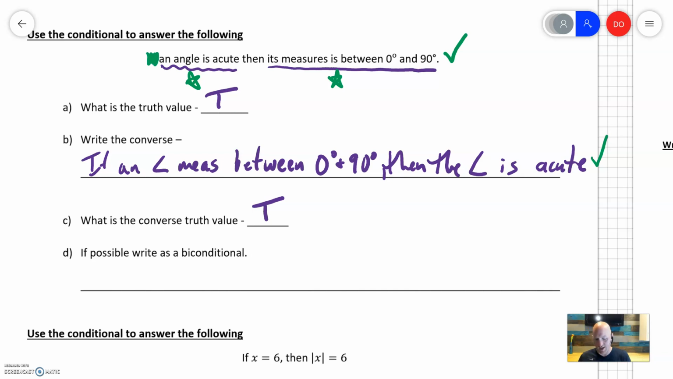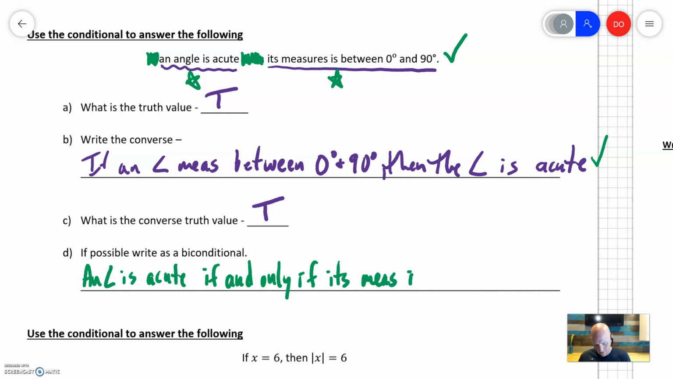So we're not starting our new statement with if. We're not throwing a then in the middle of our new statement. We're combining these two underlined phrases with an if and only if. So here's one possible way to write this. An angle is acute if and only if its measure is between 0 and 90 degrees.